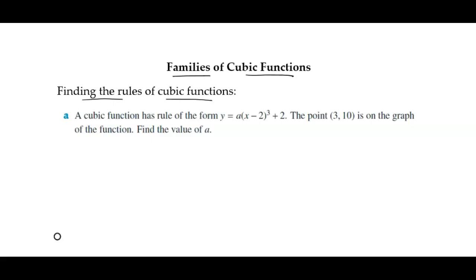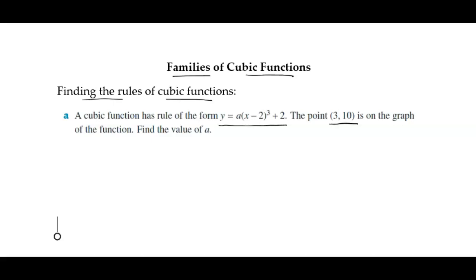So we've been given a cubic function that has the rule y equals a times (x minus 2) to the power of 3 plus 2. The only item missing in this rule is the value for a, which we know is the dilation factor of the cubic function. To find the value of a, they've given us another piece of information: the point (3, 10) lies on the graph of the function.